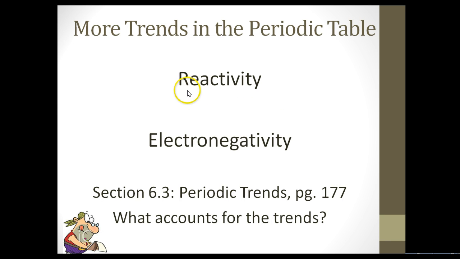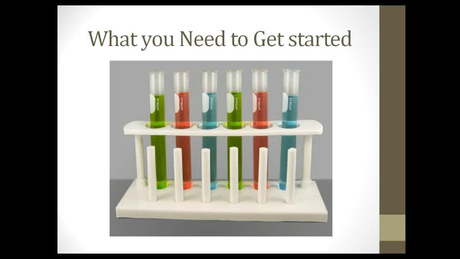So we're focusing on reactivity and electronegativity. This is in your textbook on page 177. Actually, it doesn't contain anything about reactivity, but I think it's an important topic to talk about, and there's a cool trend on the periodic table that follows along with it.